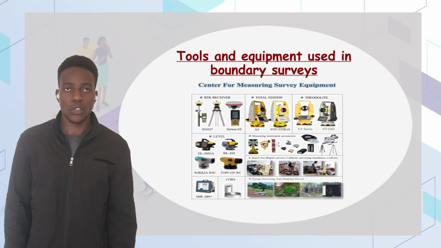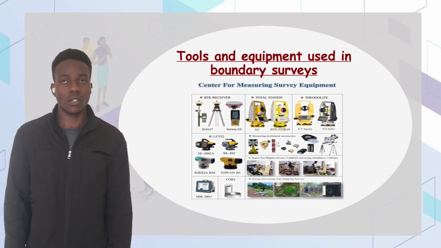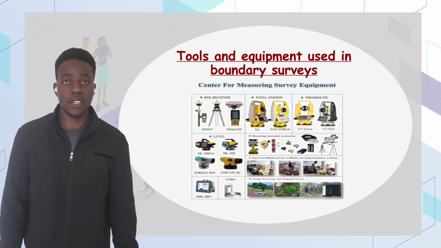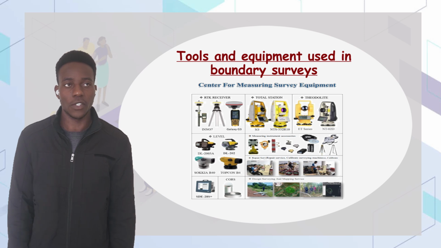First, we shall look at the total station, field lights, survey rods and levels, the GPS and GNSS receivers, and automatic and digital levels.